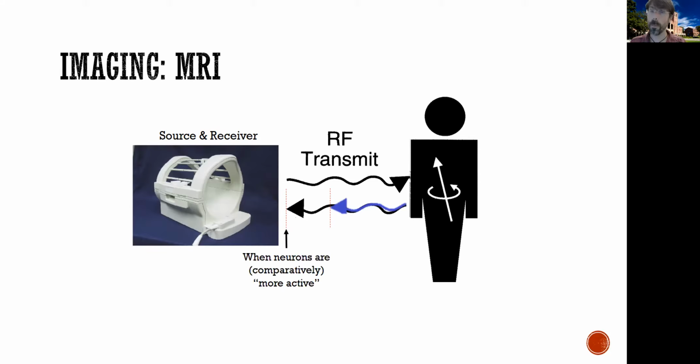Because when neurons are comparatively active, it will cause, through some biological processes which we will discuss, the signal to become a little stronger. And when neurons are comparatively less active, it will cause the MR signal that is reflected to be a little weaker. And so you can leverage this to look at what parts of the brain are particularly interested in a mental activity. But we'll get to this a little later on.